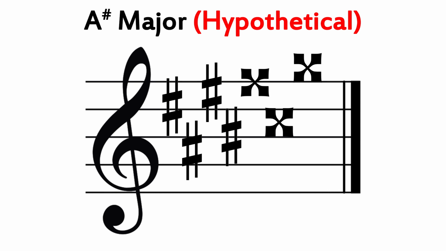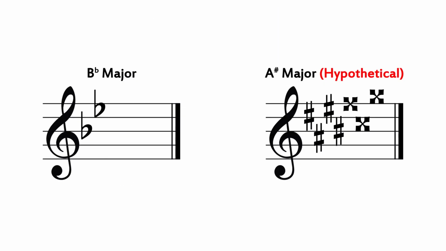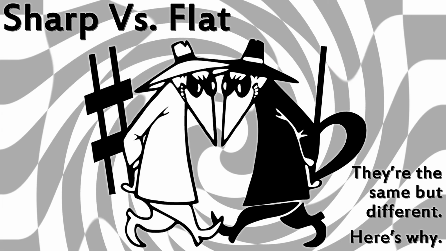Let's put A sharp major and B flat major up next to each other for a little compare and contrast. Now, which one would you prefer to deal with? Which one would you say makes more sense? That's why B flat major is proper and A sharp major is hypothetical.